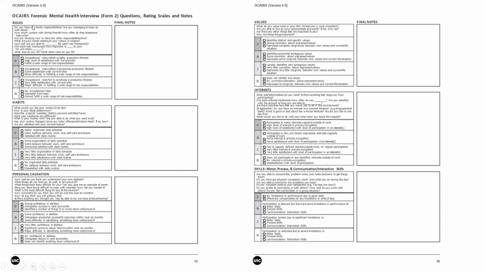So again, you have all these factors or elements: roles, habits, personal causation, values, interests, skills, and so forth. And you have the rating scale and then the final notes. And so the criterion, the element, and I look at these as the justification. It says final notes, but I justify my rating based off what I write here.